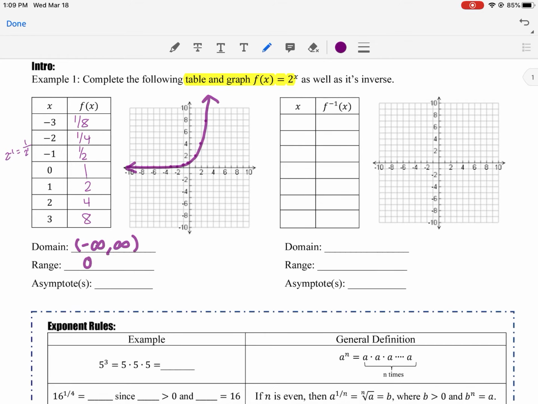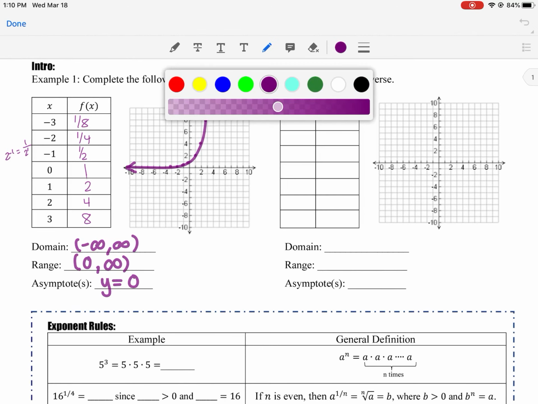The smallest it goes is 0. Does it actually ever touch 0 or obtain a value of 0? No, so we use a parenthesis, and it goes to infinity. Whereas the asymptote is along the x-axis, so it's the line y equals 0.